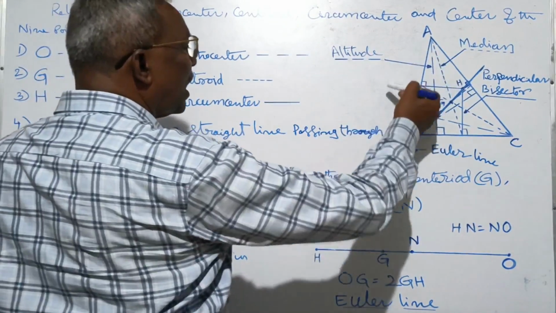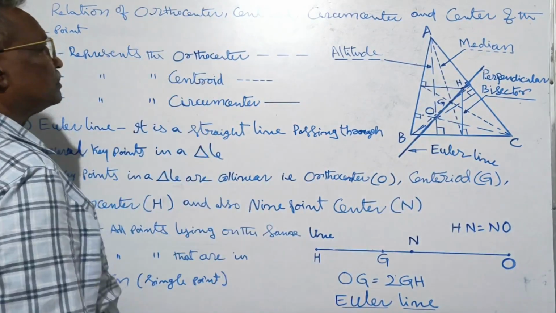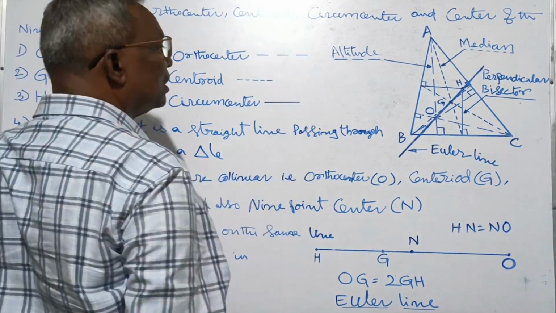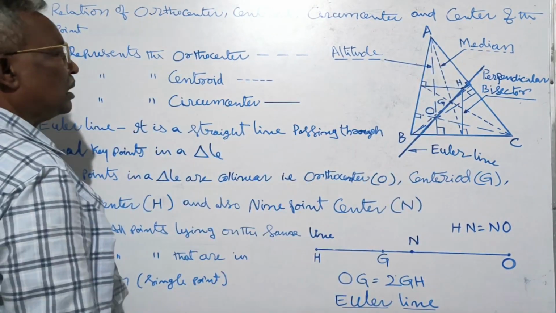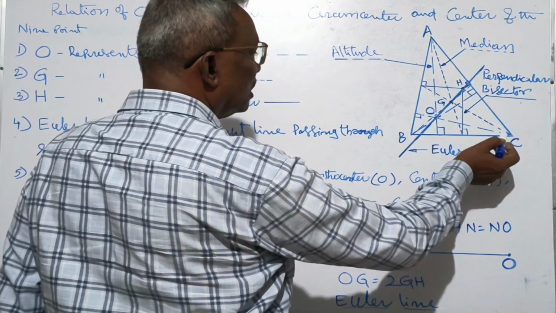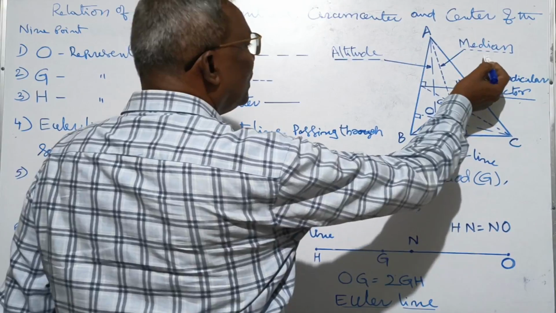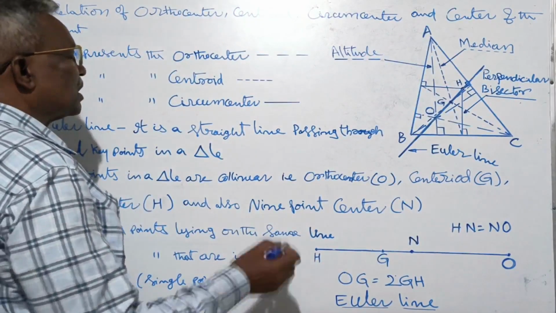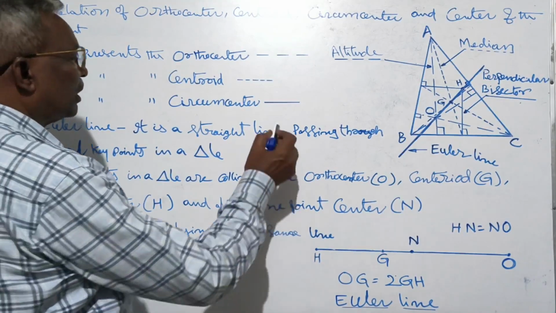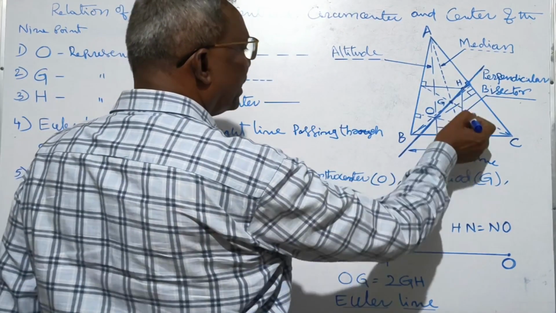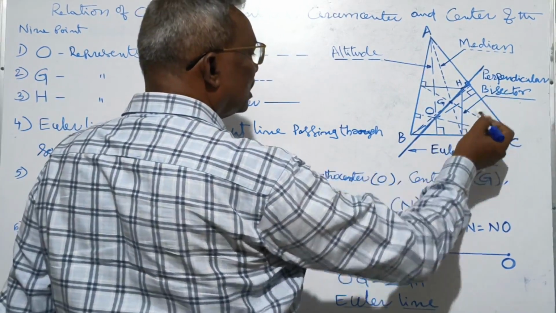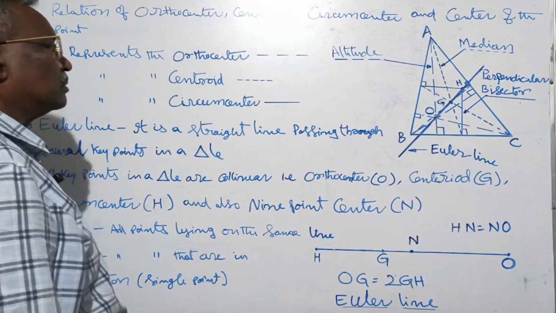To ease identification, big size dotted lines are altitudes. Small size dotted lines are medians. Whereas the direct line is a perpendicular bisector.